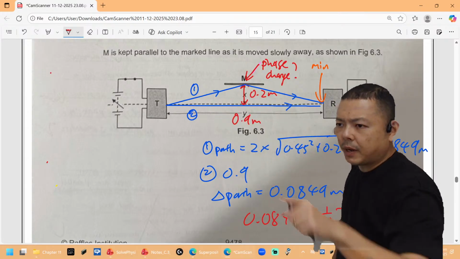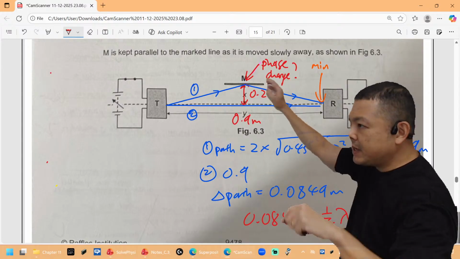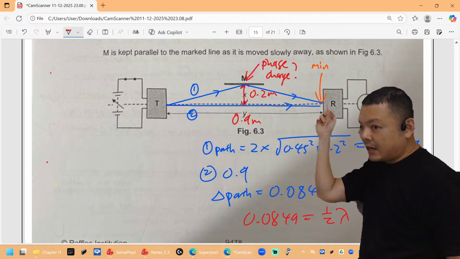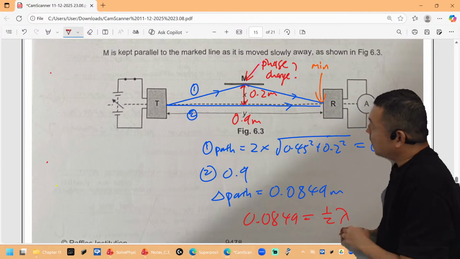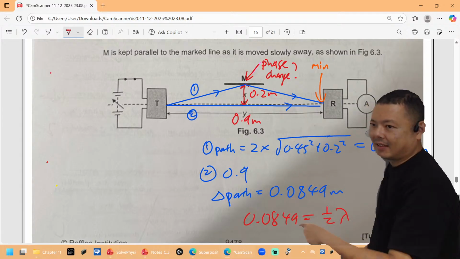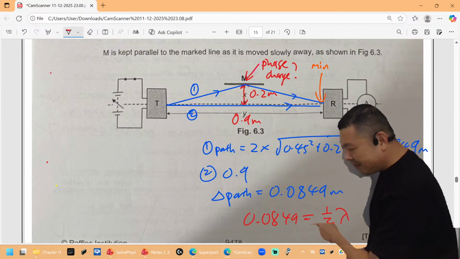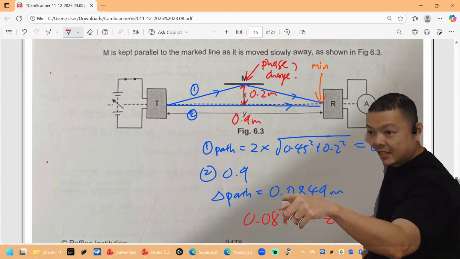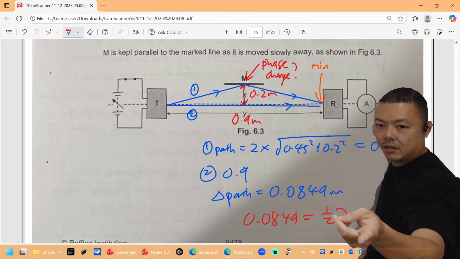Exactly. There should be a phase change of pi radians, which means that it's out of phase, right? So in order to get a minima here, this thing should represent one full wavelength. That should be the answer. 0.0849 should be one full wavelength. And the teacher says, there you go.